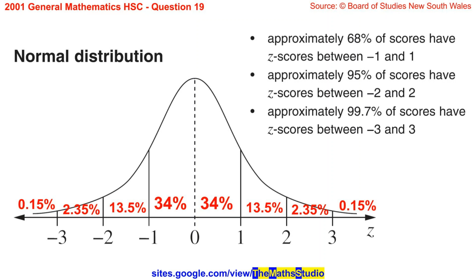We're interested in the percentage of scores that have a z-score greater than 2. And we can get that by adding 2.35% and 0.15%, and we get 2.5%. Therefore, the answer is option B.